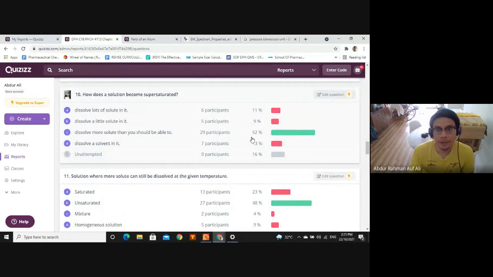Half of you got it right, tapi ada like 20. Okay, so dissolve lots of solute in it, that's not accurate. Dissolve a little solute in it, that's strong, that is unsaturated. Dissolve a solvent in it, so that's not possible. A solvent is doing the dissolving.